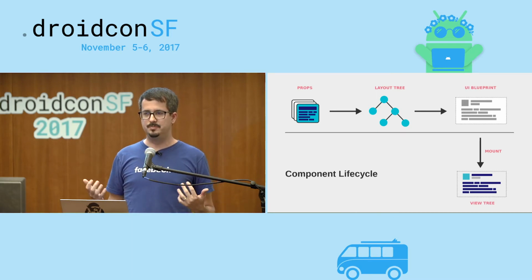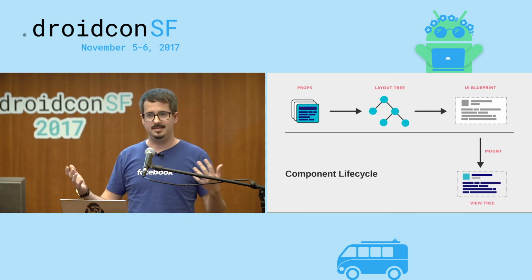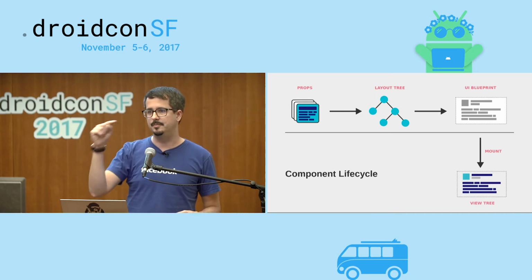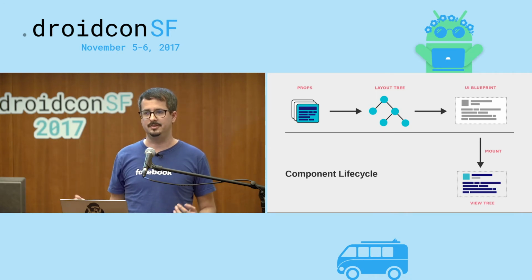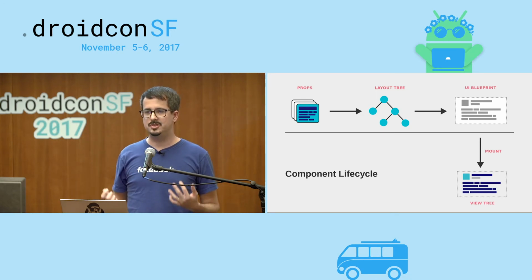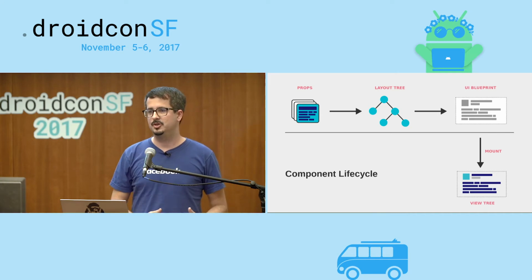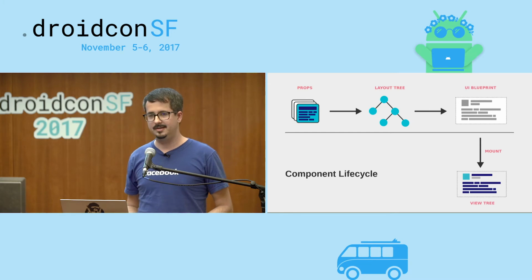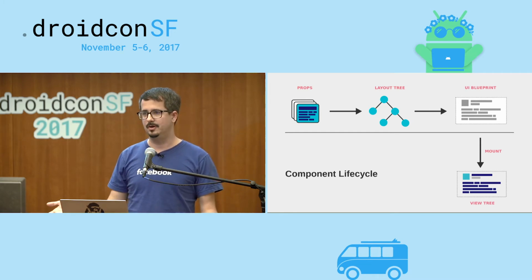Once you have this blueprint, think of it as a list of the components that are going to be rendered on screen and their bounds. You know exactly where everything's going to be at this point. Then you're going to do something we call mount, which is creating an actual view tree based on this blueprint. And that's when you actually have a view on screen.